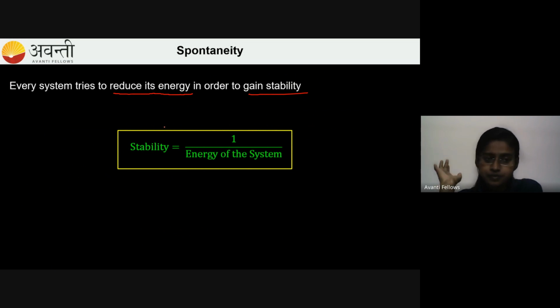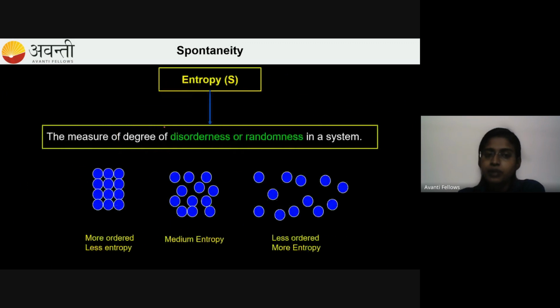And every system tries to do this. Every system tries to keep itself at its lowest energy in order to attain stability. Okay, so keep this also in mind. And with this, we will move on to entropy. Entropy is denoted by the letter S. It is the measure of the degree of disorderness or randomness in a system. So entropy means disorderness or randomness.